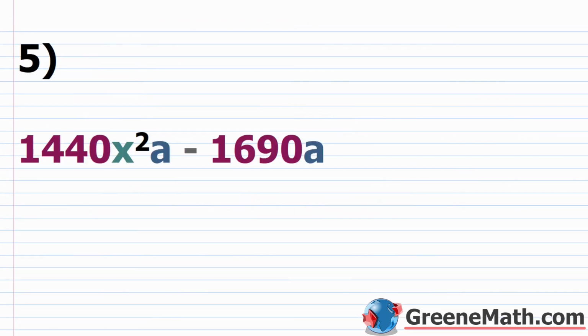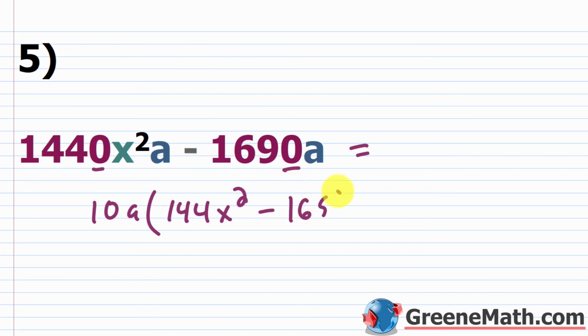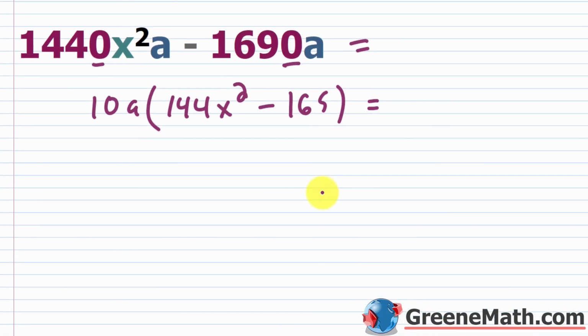Okay, let's look at problem number 5. We have 1,440x squared a minus 1,690a. So everything ends in a 0. So I know I can pull out a 10. Also, I can pull out an a. So if I pull out a 10a, I'm going to have 144x squared, then minus 169. Now, this one might not be that obvious if you're not that used to working with perfect squares. Let me make that 9 a little bit cleaner. But 144 is 12 squared.